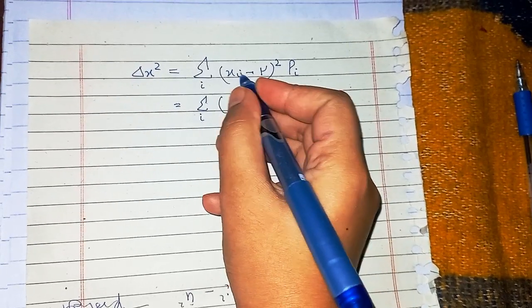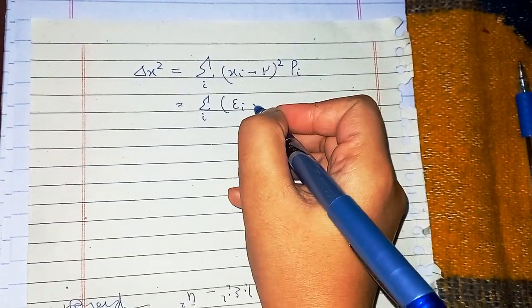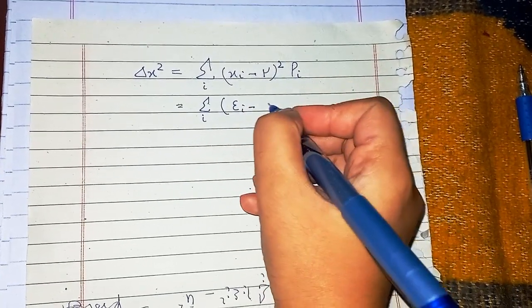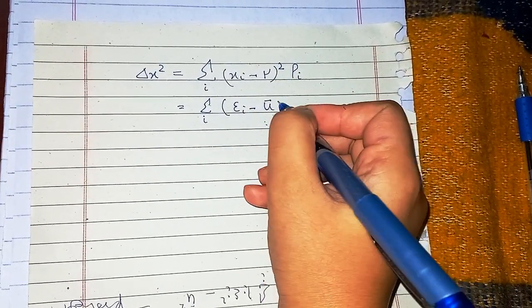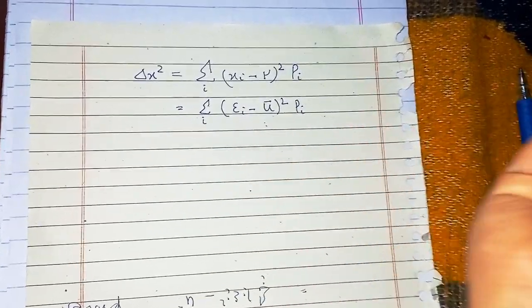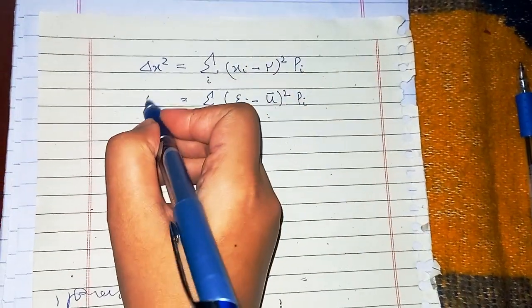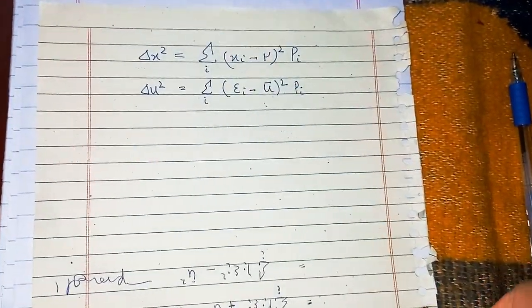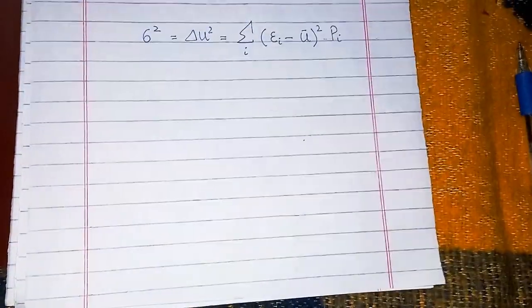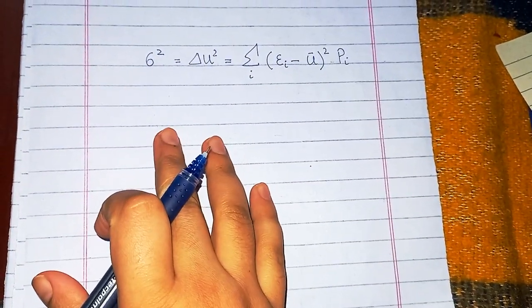We have simply replaced the values with these values. Instead of xi, we'll write ei, which are the instantaneous energies, and instead of mu, which is the average, we wrote the average energy, u bar, whole squared, and instead of pi, we just wrote pi. Okay, so that is the standard deviation in average energy. So let's simplify it and get to the form that we need.